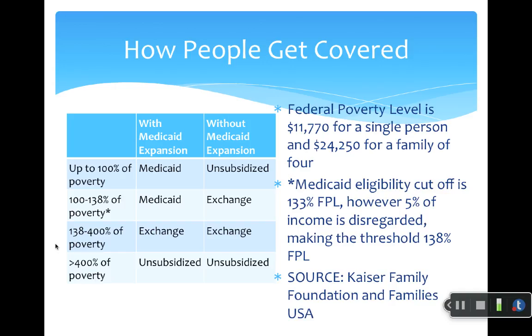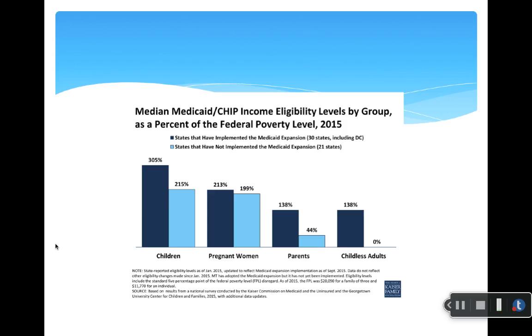Now, if you live in a state without Medicaid expansion, what you see is that there are many fewer people who are eligible for the Medicaid program, because anybody making more than $11,770 a year, for example, if you live in Texas, has to go out and buy their health insurance through the federal health insurance exchange. So that's how that piece works.